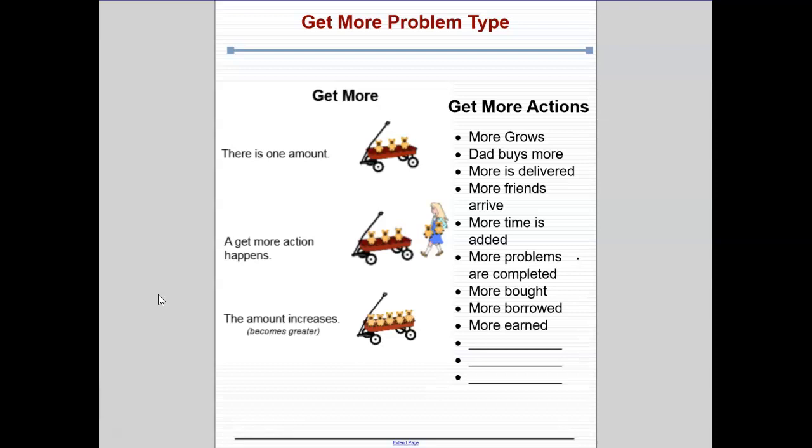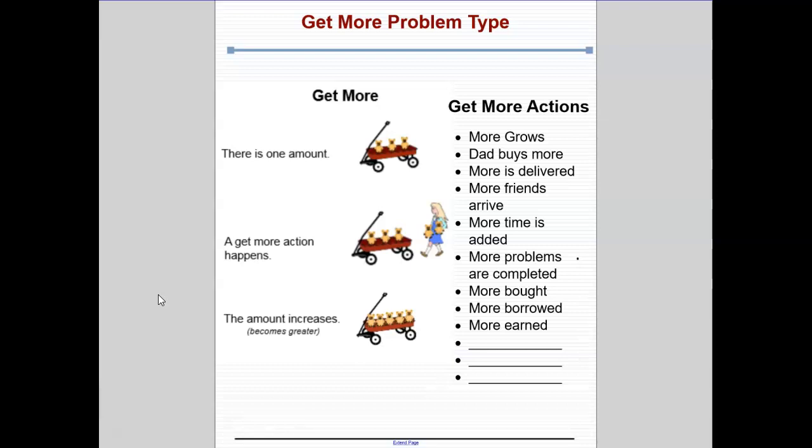We know for get more, there's a starting amount. A get more action happens, which causes that starting amount to become bigger or increase. So you guys know that there are a lot of get more actions that happen in our real lives. So you could be growing some plants and more grow. You could have an amount of something and your parents buy more. You could have an amount of something and more is delivered to you.